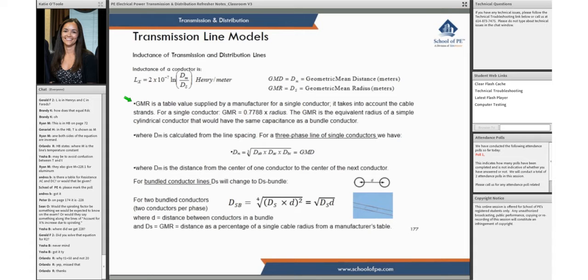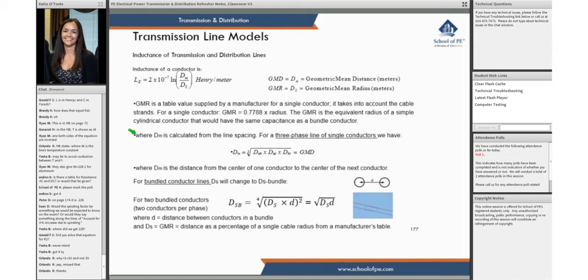So our GMR is a table value. Normally that's provided to you in your question. That's supplied by the manufacturer for a single conductor. It takes into account the cable strands for a single conductor. So your GMR would be 0.7788 times the radius. The GMR is the equivalent radius of a simple cylindrical conductor that would have the same inductance as a bundle conductor.